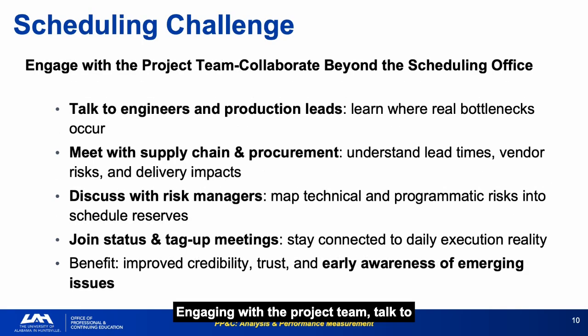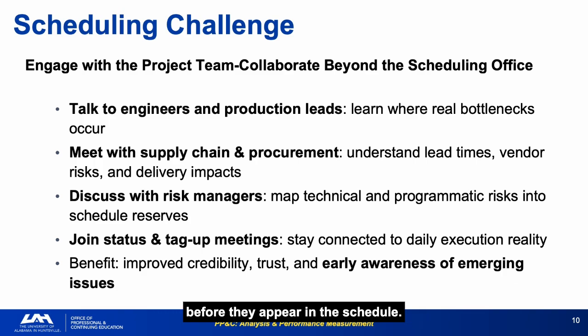Engaging with the project team: talk to engineers and production leads, meet supply chain and procurement, discuss with risk managers, joint status, and tag-up meetings. Early awareness of emerging issues is the primary benefit of this engagement. The analyst who is in the tag-up meetings will know about problems before they appear in the schedule.